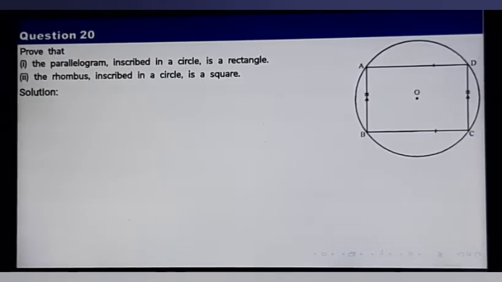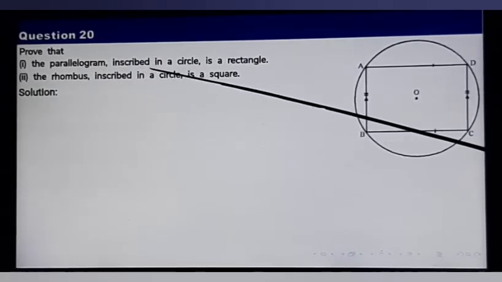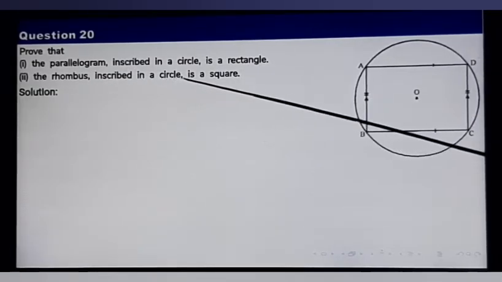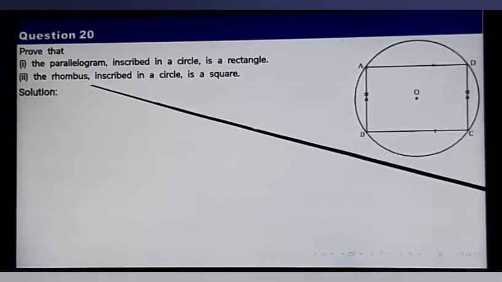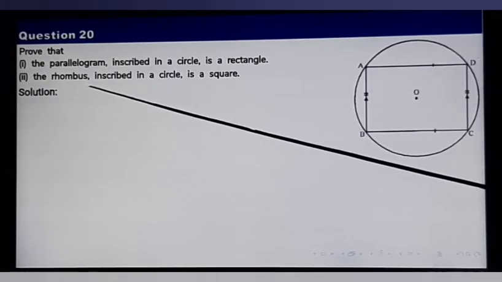Okay, so let's move on to the next question. The diagram in your textbook is not given, only the question is given. The question says, prove that a parallelogram inscribed in a circle is a rectangle. So a parallelogram inscribed within a circle will be a rectangle, and a rhombus inscribed in a circle will be a square. Okay, so the next one is number 2. You will try it by yourself. I'll just show you the first one. Number 2 is also going to be the same.